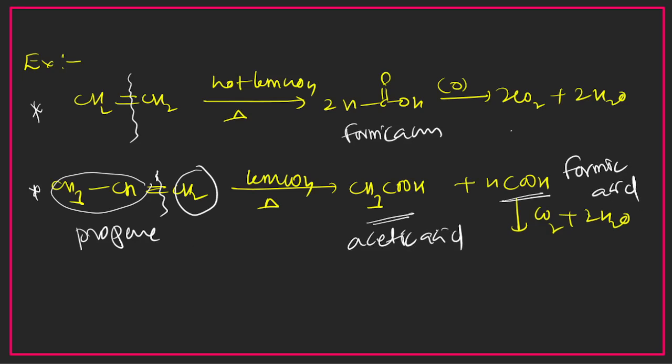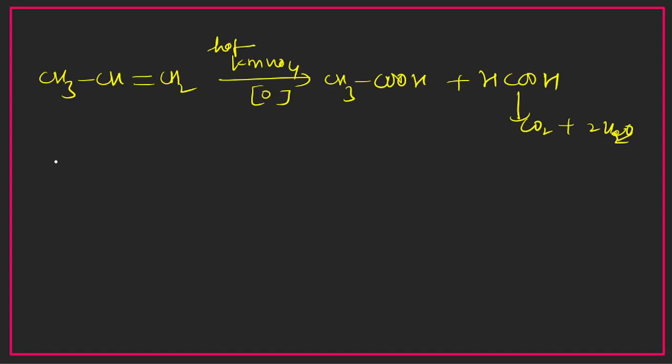Have a look at the next reaction. See, this is the same as the previous reaction. Very simple, breaking of the double bond. This part is converted to carboxylic acid, CH3COOH. This part is converted to formic acid. Formic acid is further oxidized to CO2 and water. See, have a look at the next.